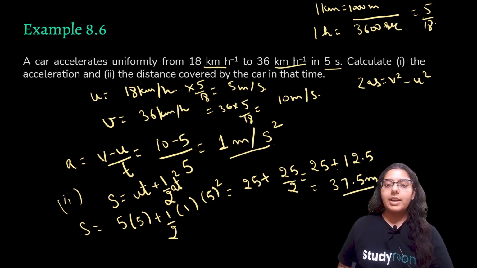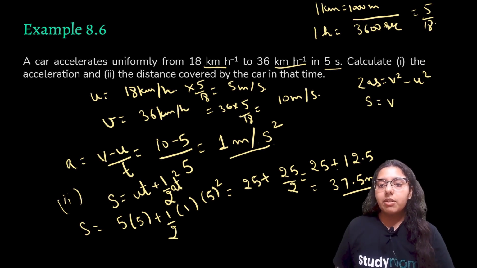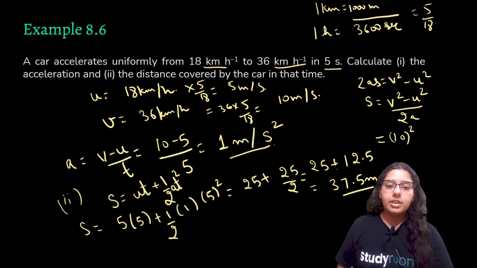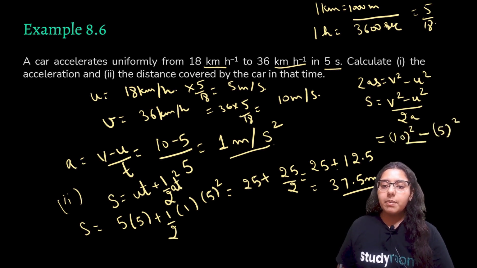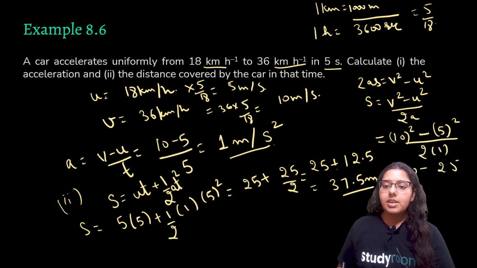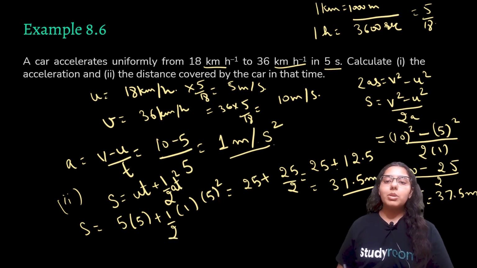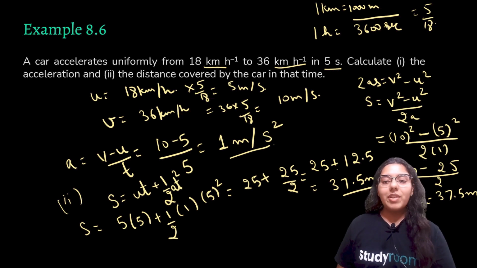So let's calculate the distance through the other equation. From this equation, s is equals to v square minus u square upon 2a, right? So what is v square? v square is 10 square. 10 square minus 5 square upon 2a is equals to 100 minus 25 upon 2, is equals to 75 upon 2, that is 37.5 meters. So as you can see, you can calculate the distance from both the formulas. Whichever you like, you can use that formula. You should know both.